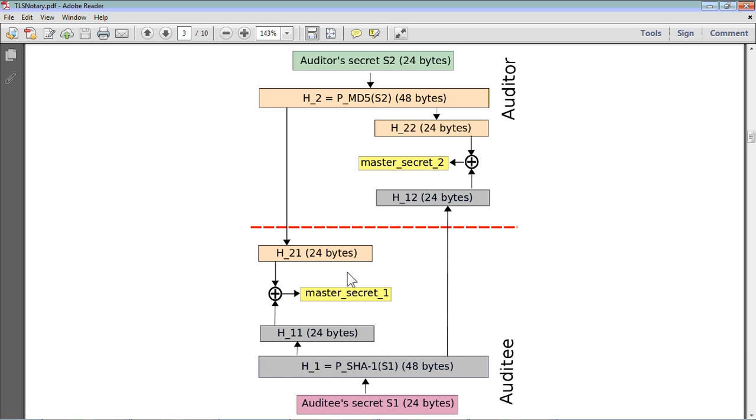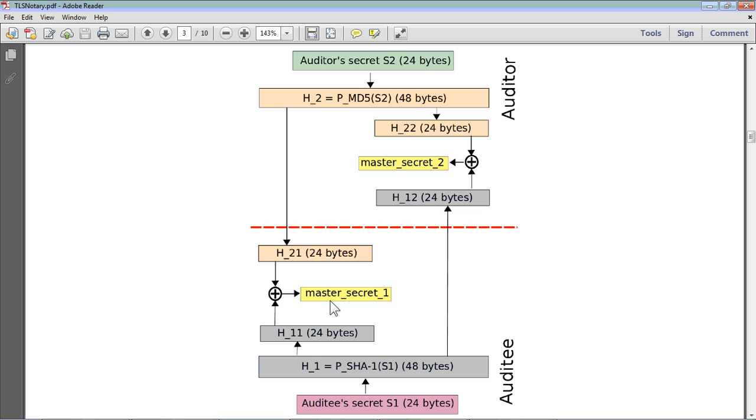Then they do this splitting as I just illustrated, where the auditee hands over the second 24 bytes of his resulting 48 bytes from that p-hashing process. The auditor combines that 24 bytes that he was given by the auditee, marked here in blue, with his own 24 bytes from the second half of his own P-MD5. Then he XORs those two, and what he's going to get is the second half of the master secret. The master secret is an intermediate step of secret data which is then used to generate the symmetric encryption keys. And you can see on the left here at the bottom exactly the same process being used to generate the first half of the master secret for the auditee.